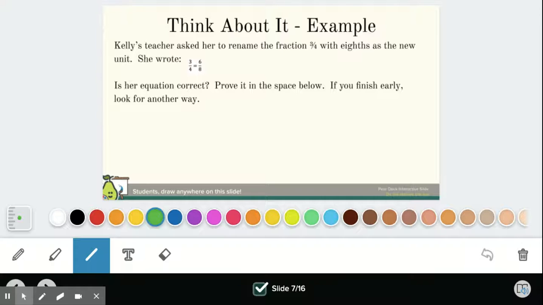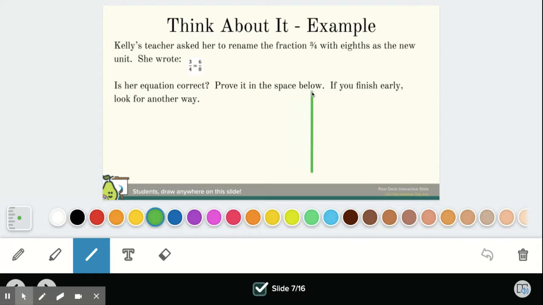All right, scholars, let's take a look at the think about it. Callie's teacher asked her to rename the fraction 3 over 4 with eighths as the new unit. She wrote 3 over 4 equals 6 over 8. Is her equation correct? Prove it in the space below. If you finish early, look for another way.